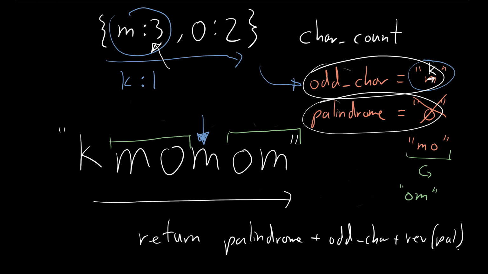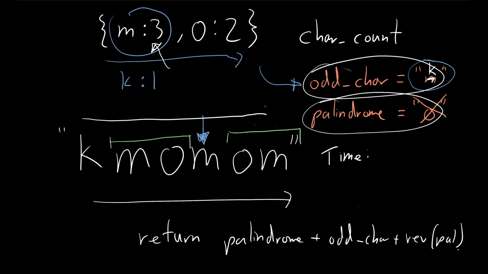But before we code this up, can we talk about the time complexity and the space complexity? So the time complexity would be, we have to go through the whole string, so that's linear, O of n, and then later on we have to go through the whole dictionary, which is also O of n. So that means the time complexity will be O of n.